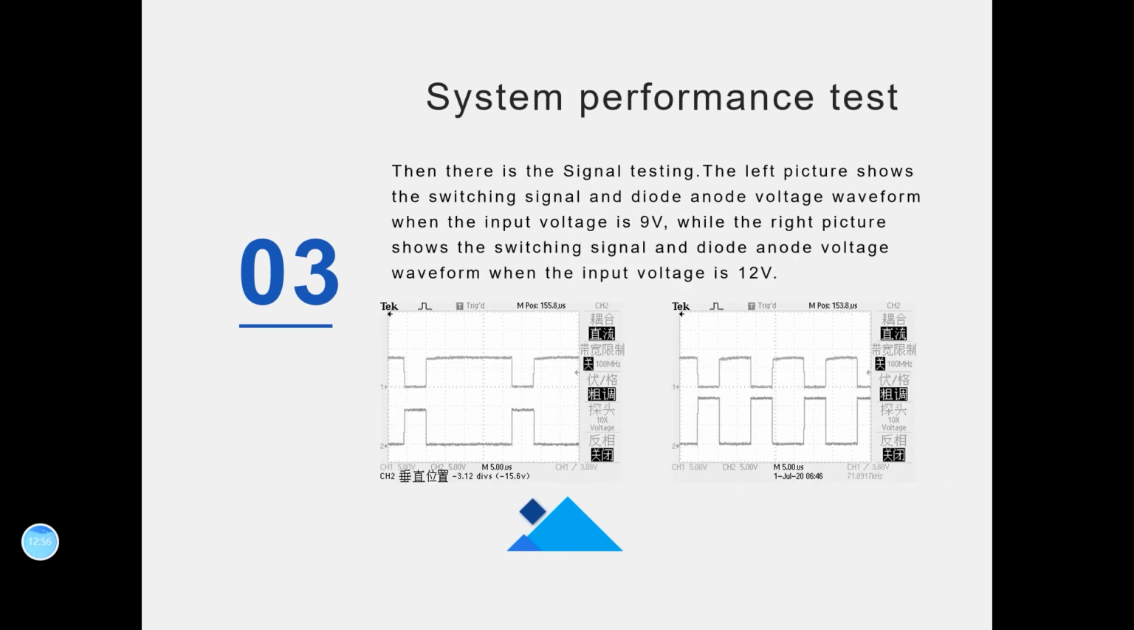Next is the signal test. This picture shows the switch signal output by HV9910B and the corresponding diode positive voltage waveform at the input voltage of 9V and 12V. According to the measurement result, for a low-level PWM signal with constant time, its duty cycle decreases with the increase of input voltage under the condition of certain load.